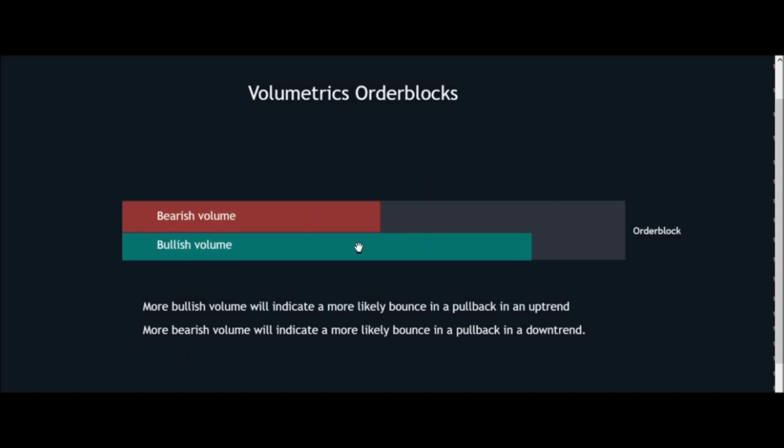So guys, you can see right here we have the bearish volume and the bullish volume combined with an order block. So that tells us how strong that order block is. So you can see more bullish volume will indicate a more likely bounce in a pullback in an uptrend. That's what you're really supposed to know. Then a more bearish volume will indicate a more likely bounce in a pullback in a downtrend. Keep that in mind whenever you are using this indicator.